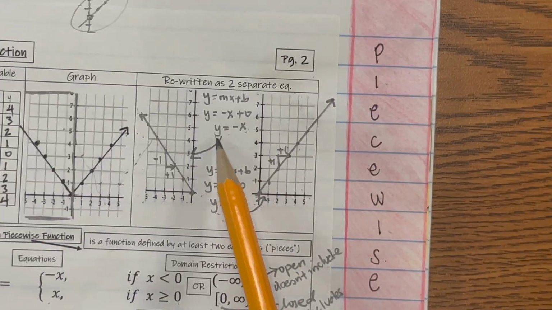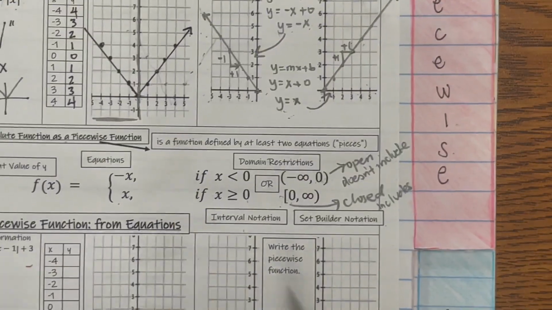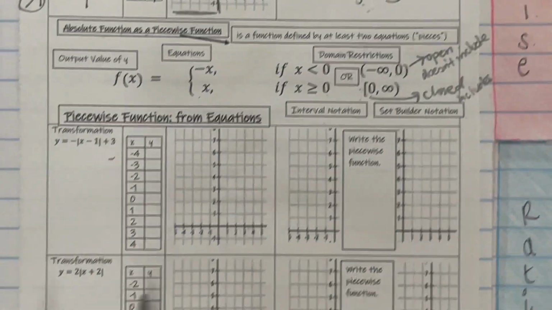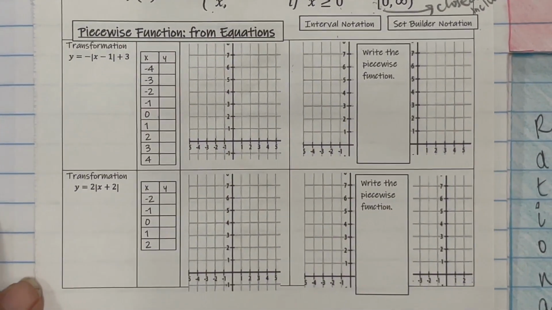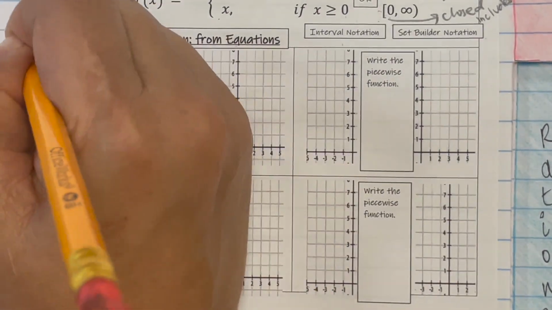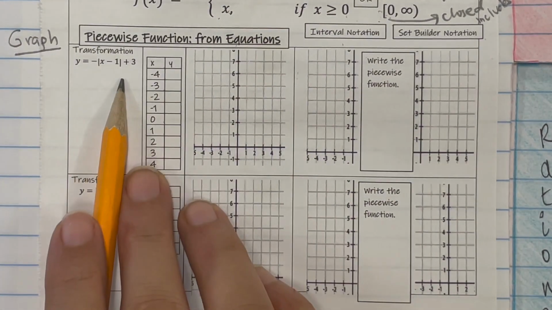So you can take an absolute value and make it into pieces made of two separate equations. So you can write the absolute value equation, or you can write those two lines. Now we're going to actually practice that. So let's say we have this function here. Okay, so we're graphing piecewise functions.